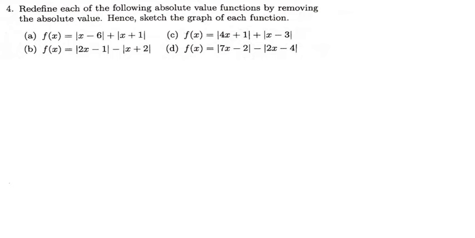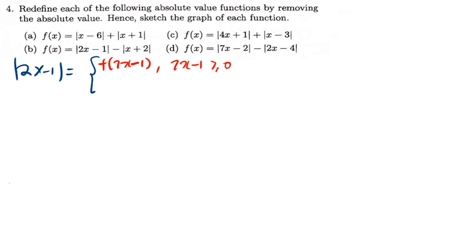So let's go to part B. So part B, we are trying to redefine as well. Let's go ahead and see. So we redefine the first one. So to redefine this, we know that for the first part we multiply by positive 2x minus 1. The condition is that 2x minus 1 should be greater than or equal to 0. Next, I multiply by negative 2x minus 1. The condition is that 2x minus 1 is less than 0. Let's go ahead and finish it from there.